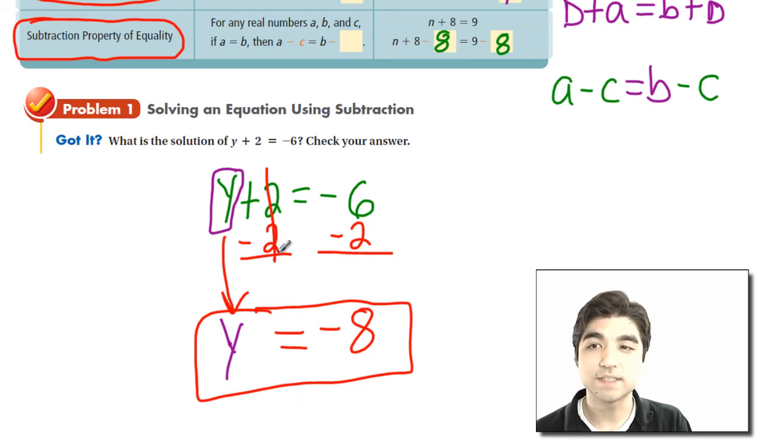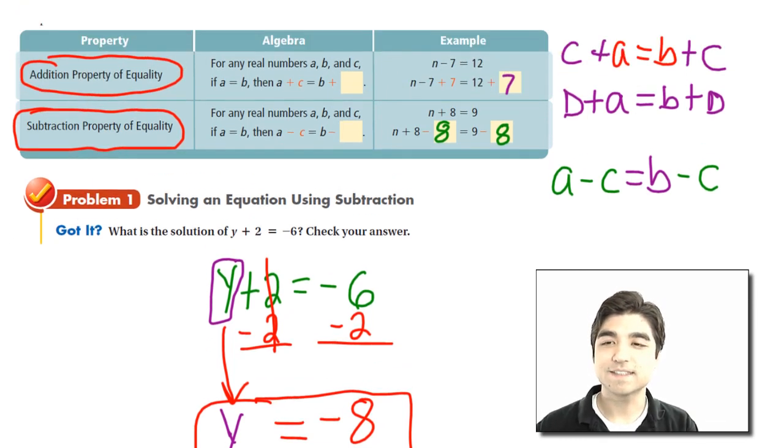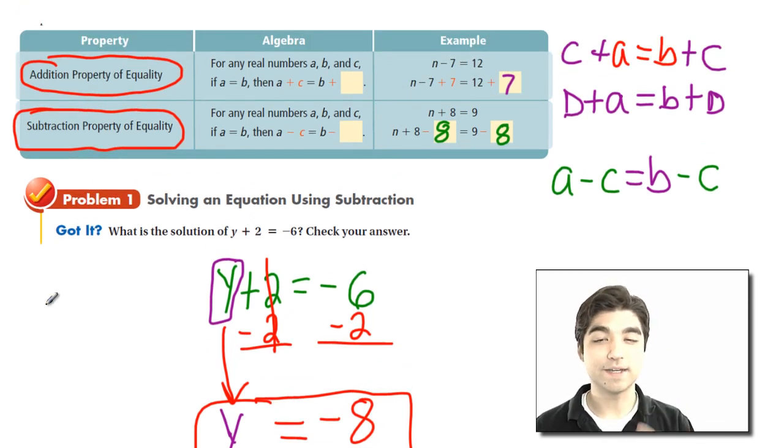So we use the subtraction property of equality. Sometimes you gotta use the addition property of equality. But anyways, so that's example 1. So let's go to example 2 now.